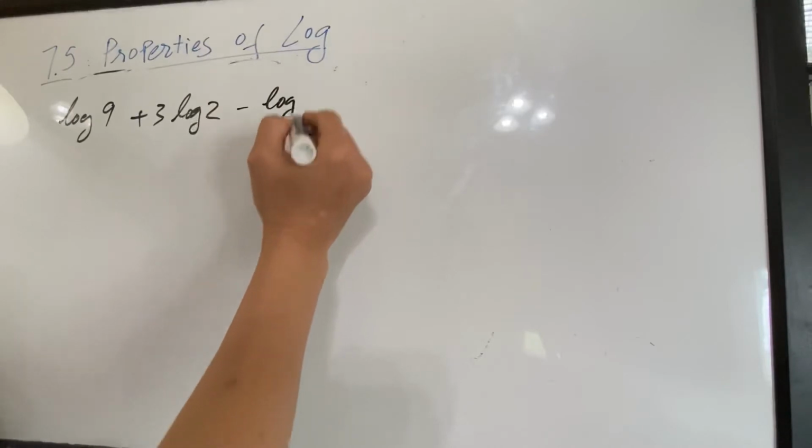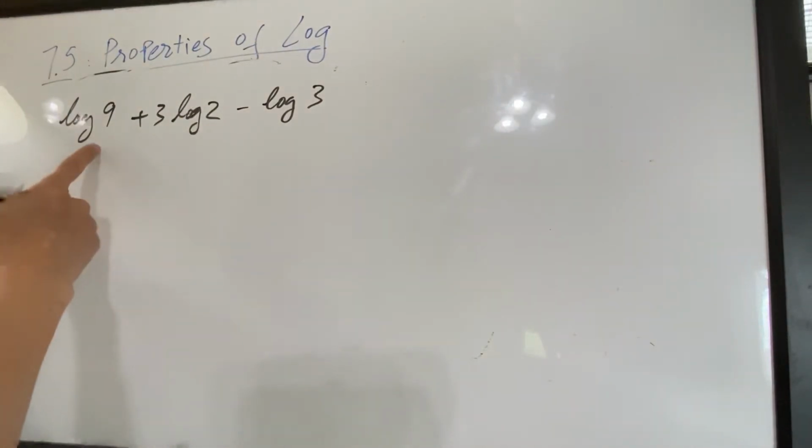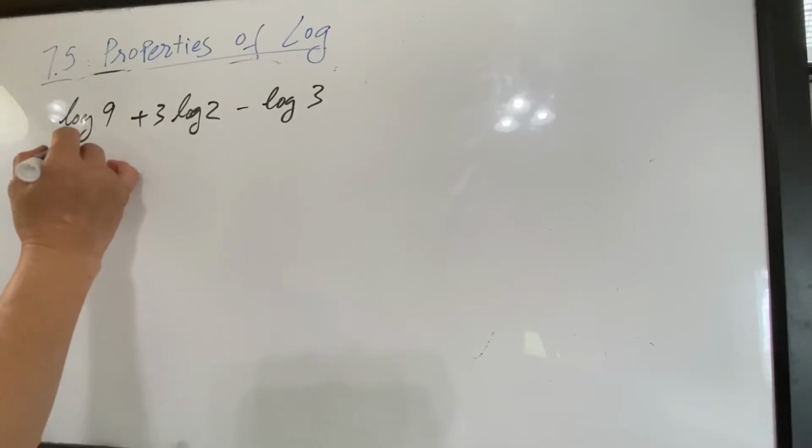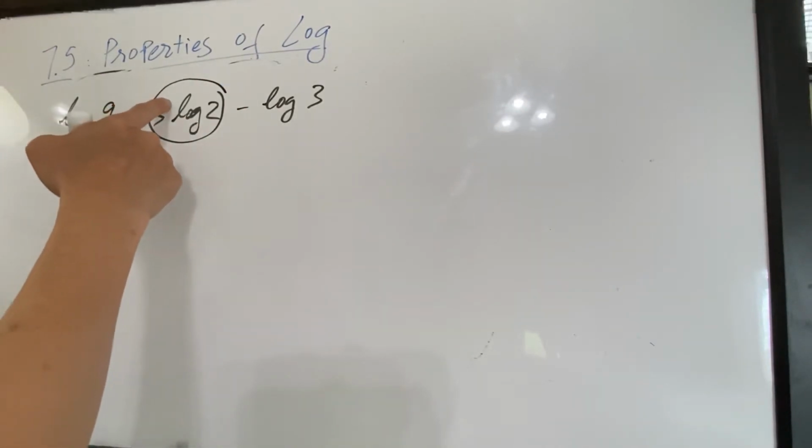Log base 10 of 3. Okay, they ask you to do what? Which of the following is equivalent to, they gave you A, B, C, D. Well, let's go for a ride. So here you go, one step at a time. This right here, let's do the individual first. This, I can bring 3 into that.